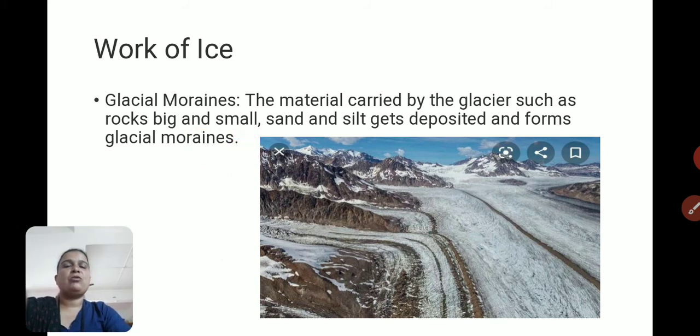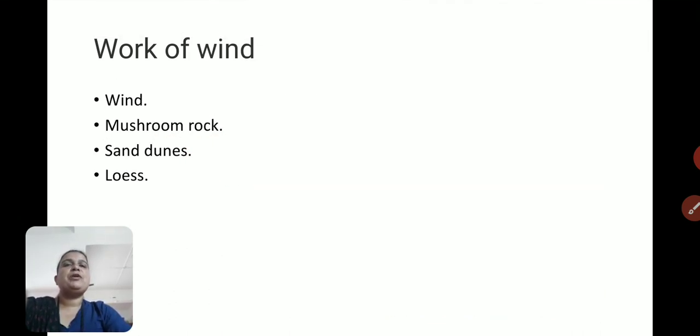So glacial moraines occur. Now due to the wind also, some types of physical features are created on the land surface. In the work of wind, wind is one of the important agents which causes various physical features to be created on the surface: mushroom rocks, sand dunes and loess. We will see which types of landforms are created due to the work of wind.